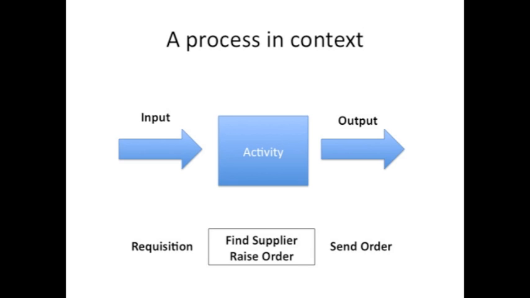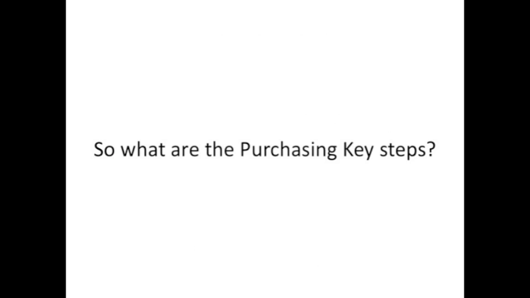Let's look at this in the context of procurement. Here, our activity is going to be raising a purchase order. Our input is the requisition, our activity is finding a supplier and raising an order, and our output is sending the order to the supplier. So let's take a look now at the key steps within the purchasing process.